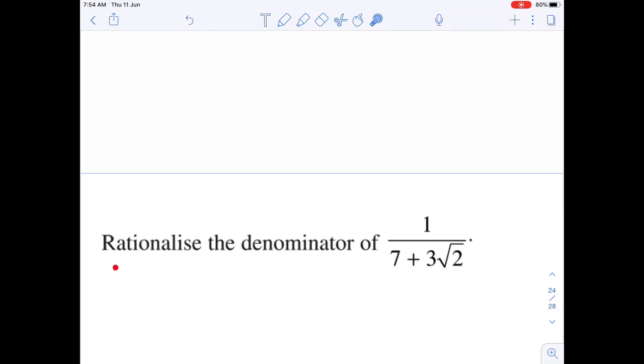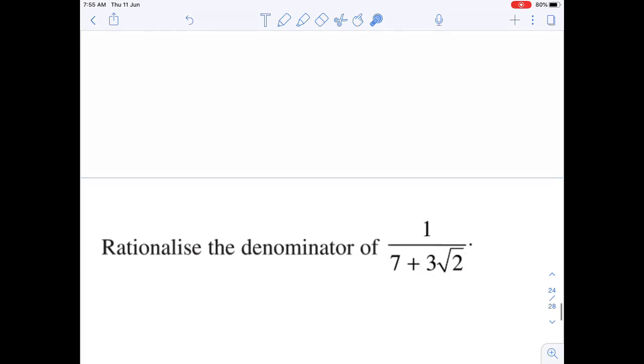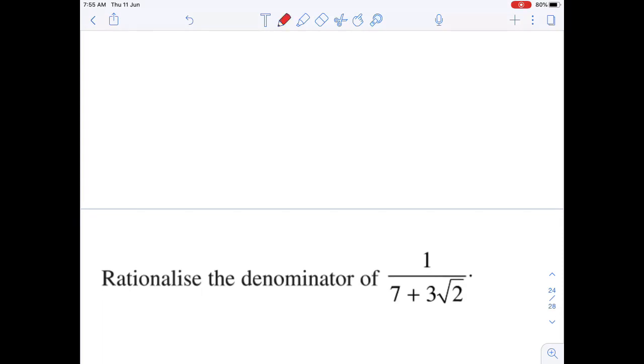Now in the next example, it is given: rationalize the denominator of 1 upon 7 plus 3 root 2. Up till now we have seen only simple numbers, just like 1 upon root 3 plus root 5. There was no number present before these root terms, but now we have a number. Again the same condition for rationalizing the denominator: this 1 as it is in the numerator, this 7 is our first term and 3 root 2 is our second term. So we will multiply and divide by the same terms, but we will change this sign.